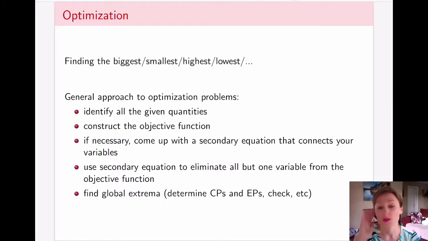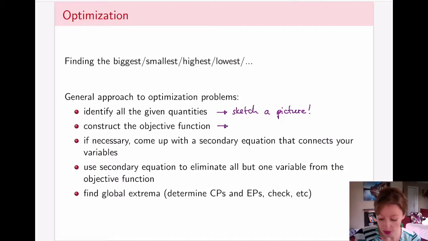First of all, because the problems will be word problems, we will need to identify all given quantities and assign variables to them. The thing that helps a lot here is, in fact, to sketch a picture where possible. Just like before, the graph is useful not just in visualizing things, but often in determining what are the important quantities. The second step here would be to construct the objective function. Objective function, that's what we call the thing that we're actually trying to maximize or minimize, whatever it is you're trying to optimize.